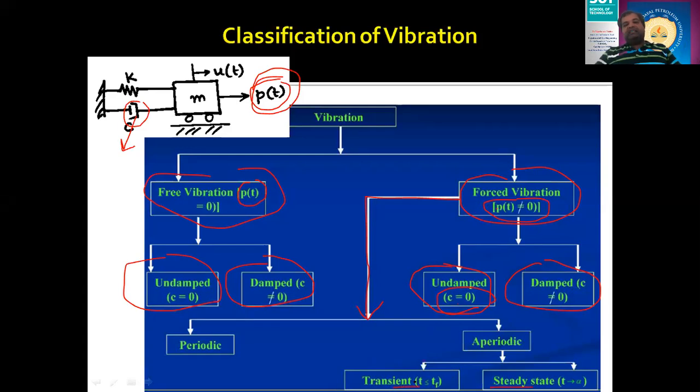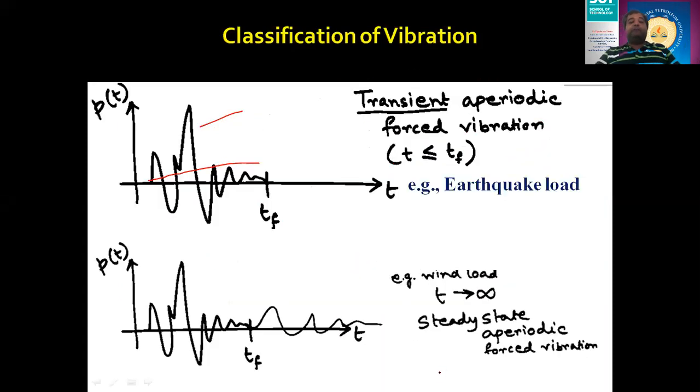If my time period is limited, meaning my vibration will stop after a finite period of time, like this, you can see this vibration is continuing up to this much time. At a finite interval of time, this vibration is stopped. Then this particular vibration, which is aperiodic in nature, is called transient aperiodic motion. But in a reverse way, if this continues for an infinite period of time, you can see this is extending to infinity, then in this case it is called steady state vibration.